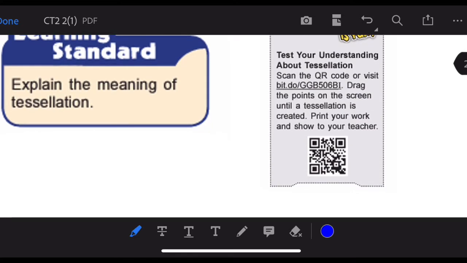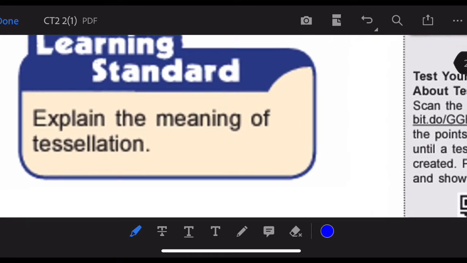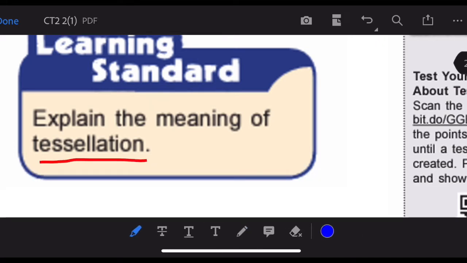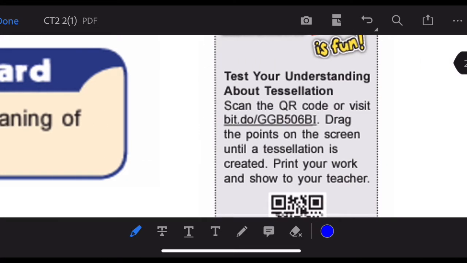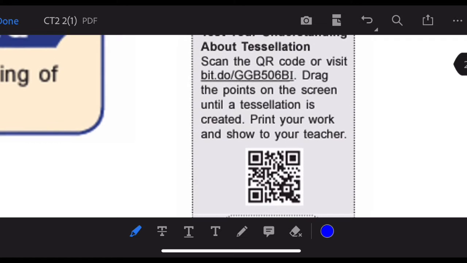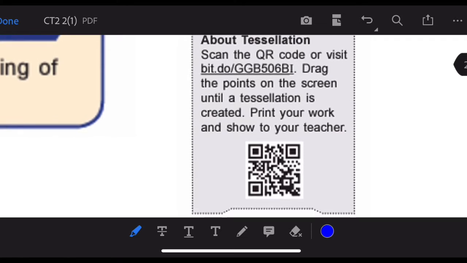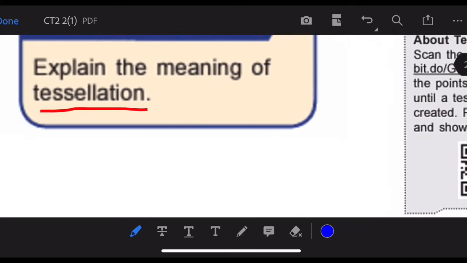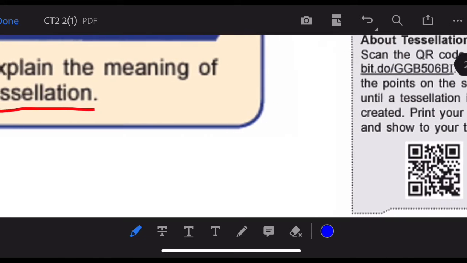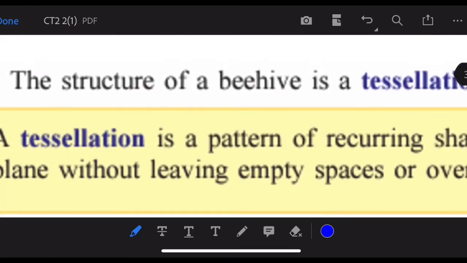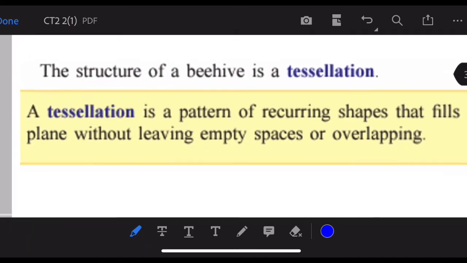So today the main focus of this topic is to explain the meaning of tessellation, right? Now you can try to scan this one and you will see the pattern of the shape which is repeating without overlapping. Alright, so you can scan after this. So let's define what is meant by tessellation.